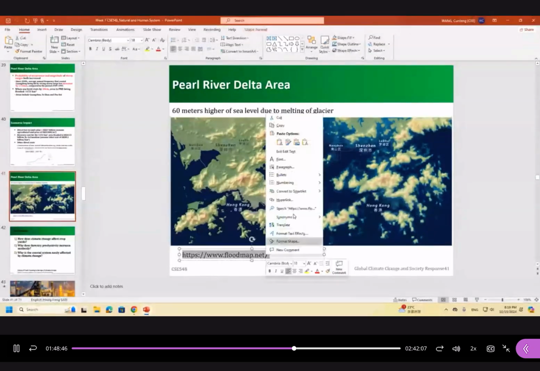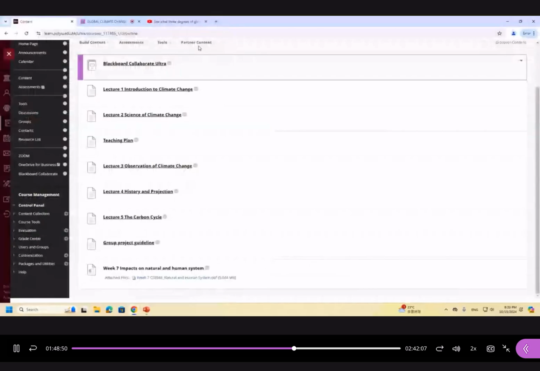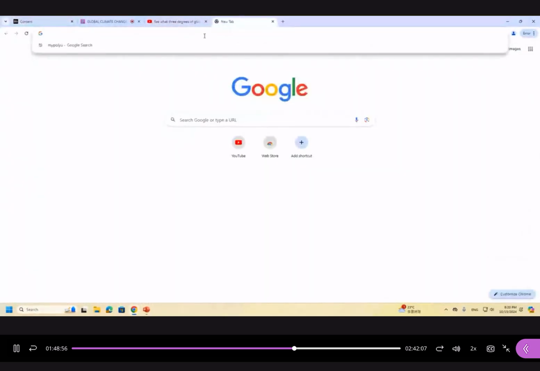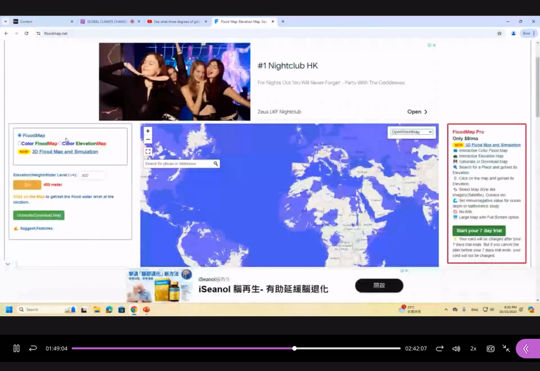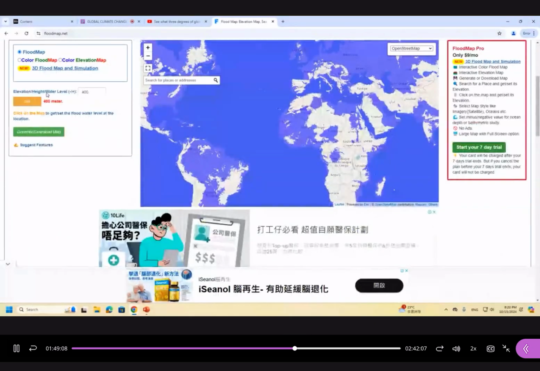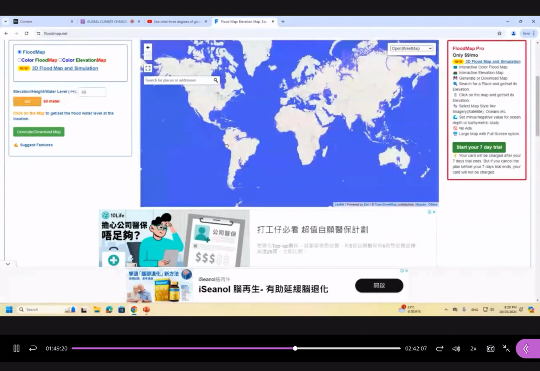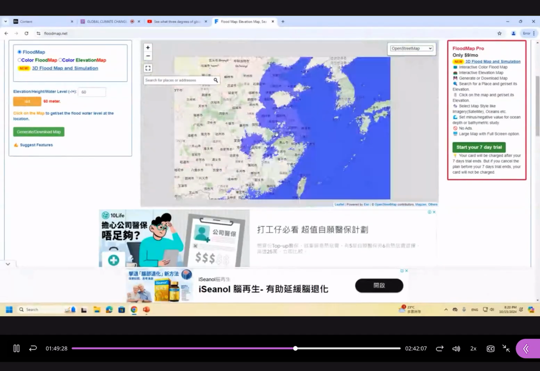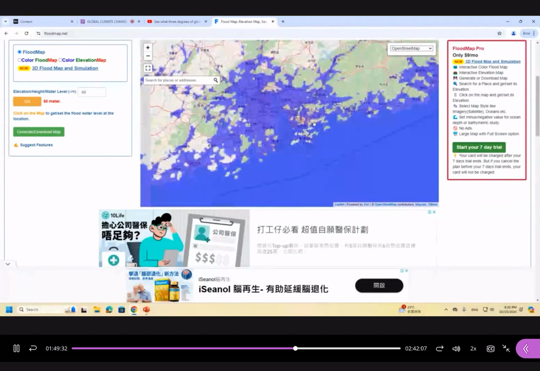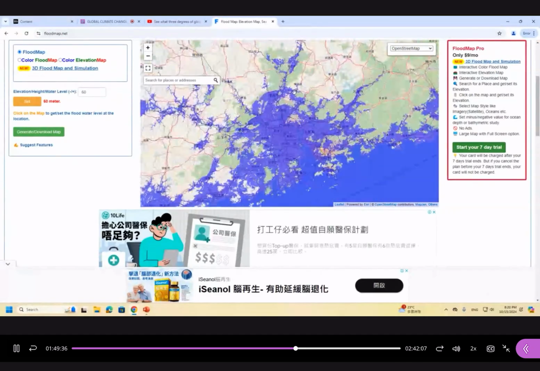So there is a website to show the detailed flood areas with different sea level rise. So here, the default value is 400 meters, so it's too large. If we put 60 here, you can see the North China Plain will be totally submerged, if the sea level is 60 meters higher. And for the Hong Kong region, for the Pearl River Delta region, most of the plain areas are submerged here.